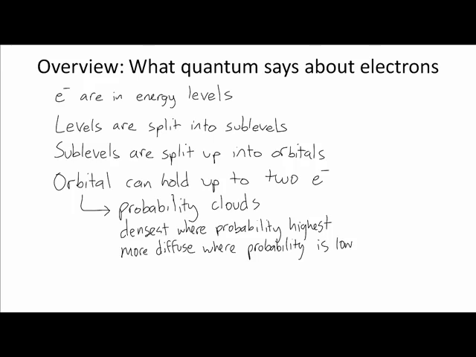This may be review, but the idea is electrons are going to be divided up into energy levels, which are then divided into sublevels, which are then divided into orbitals. And an orbital is like a place where two electrons can live, and it's like a cloud.